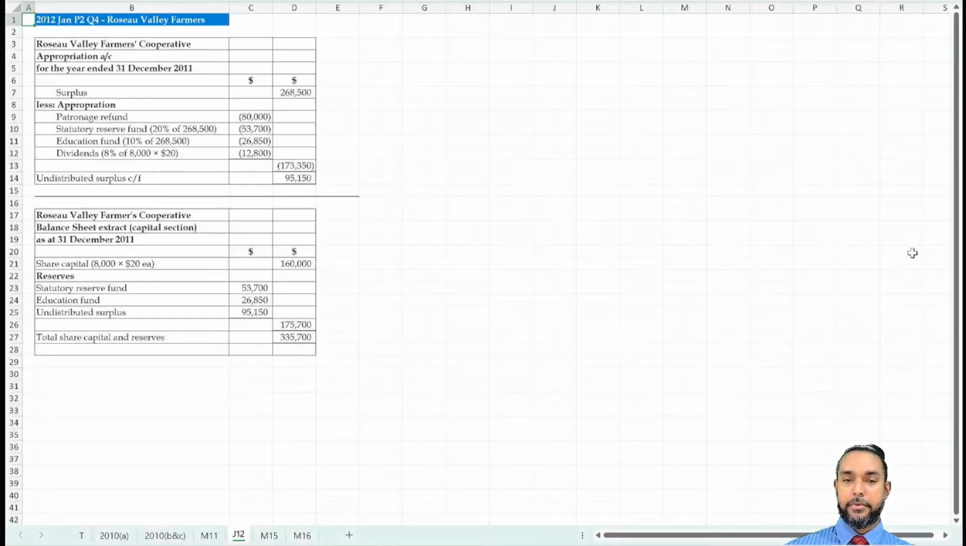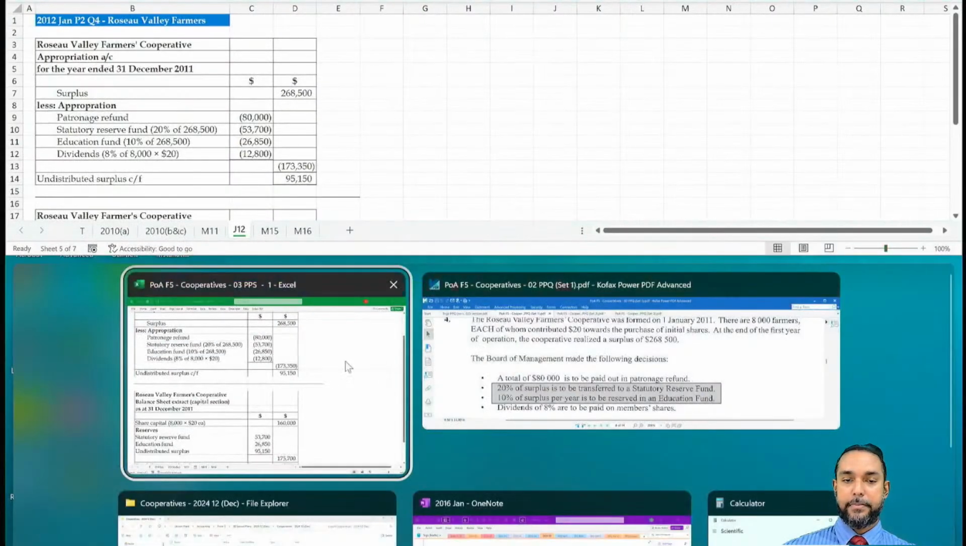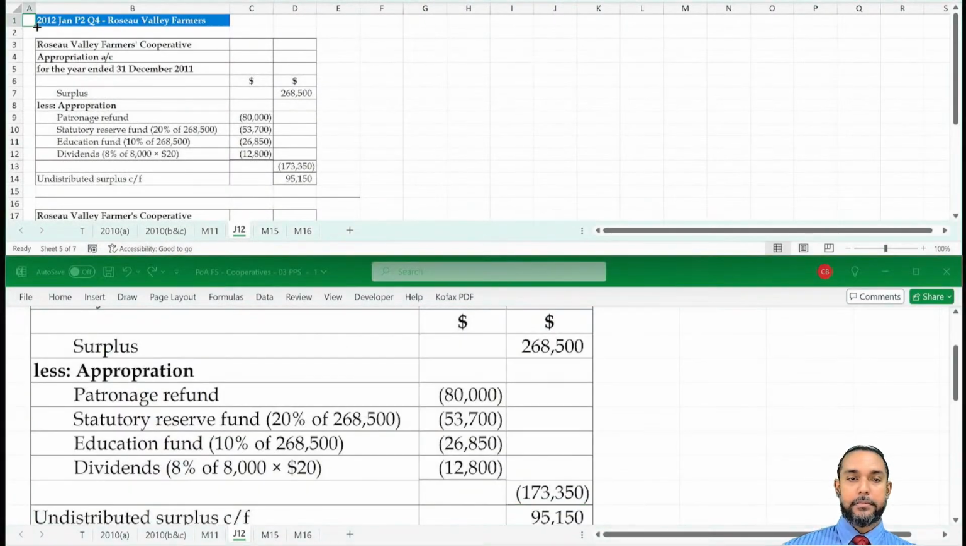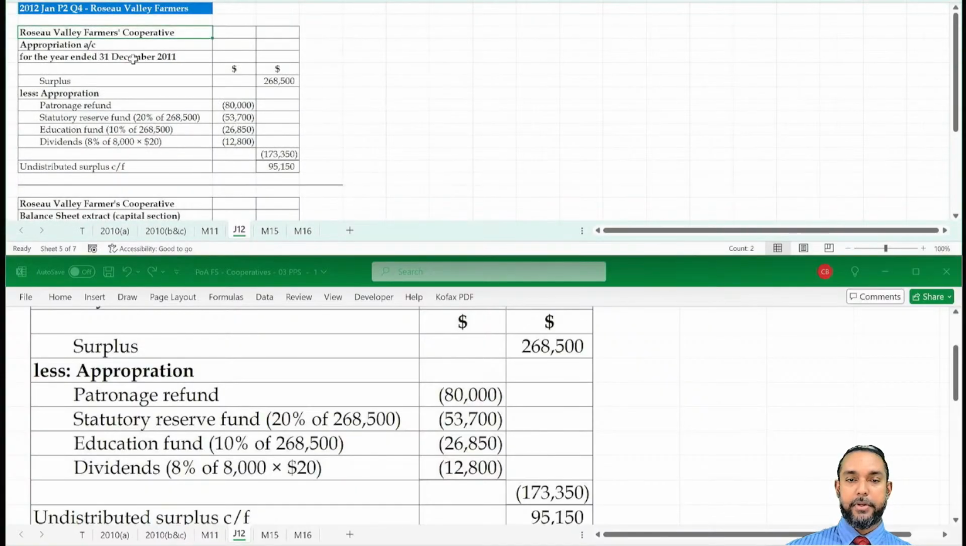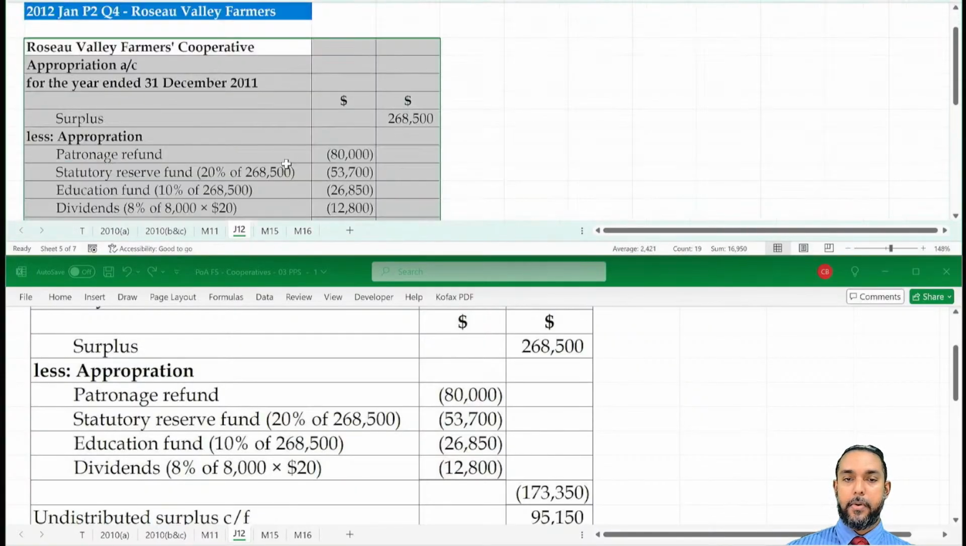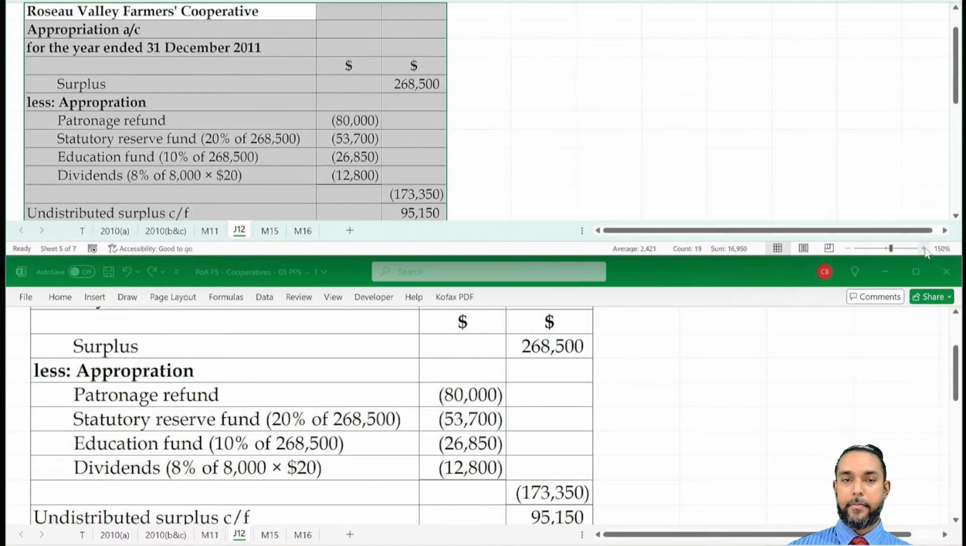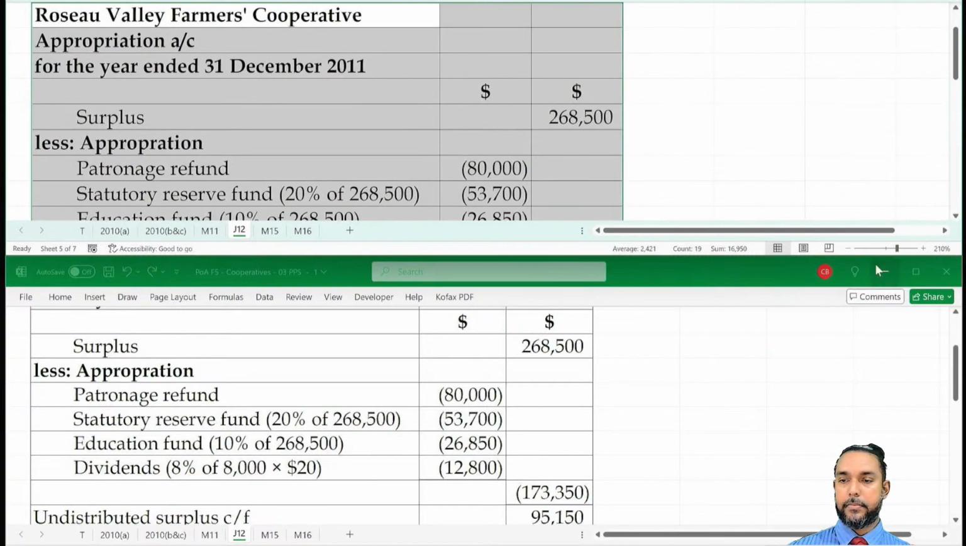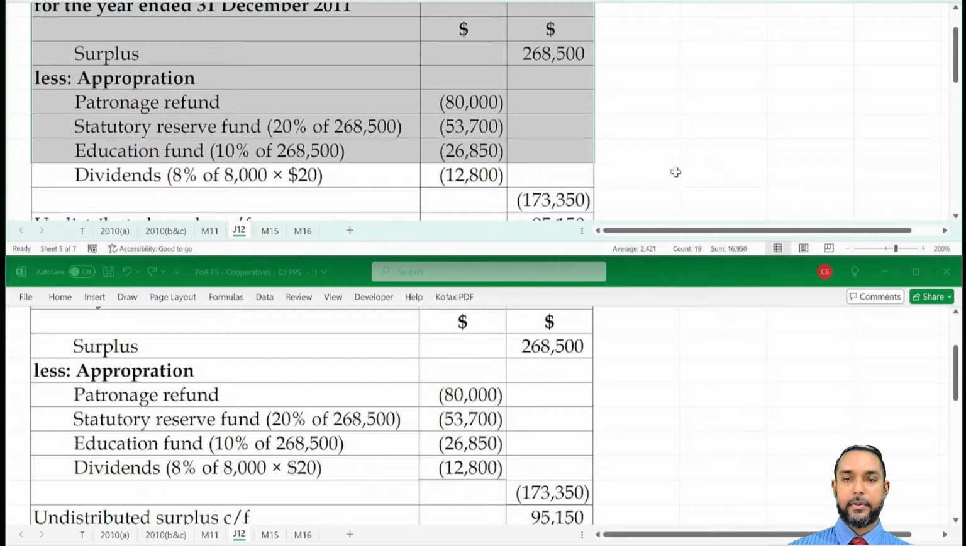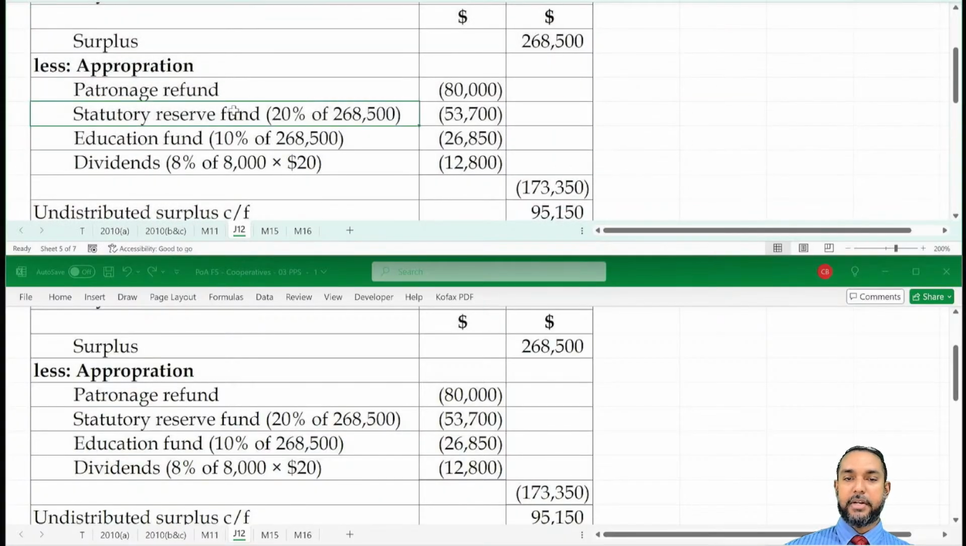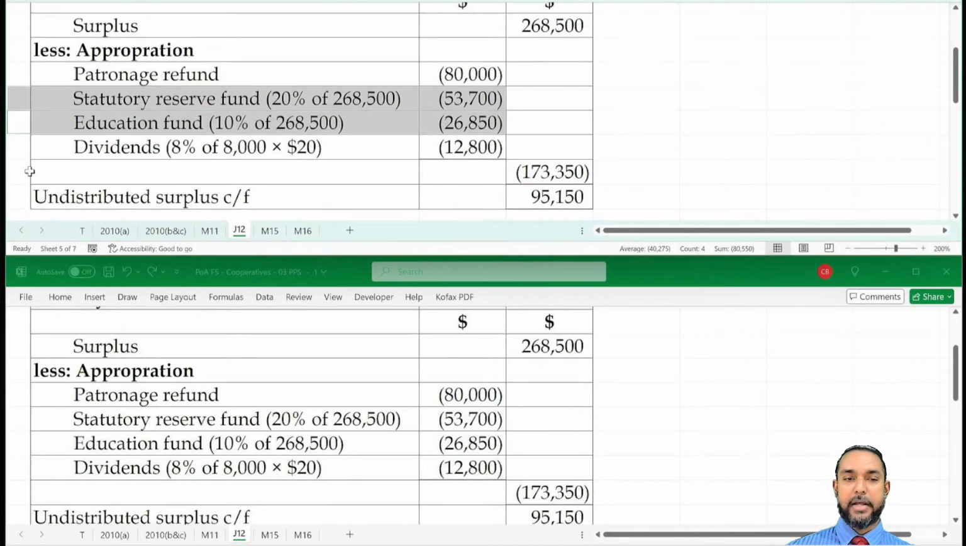So what I'm going to do is put that on top and put this below. All right, so we're going to zoom in here. Okay, go a little more than that. Okay, a little less. Again, the statutory reserve fund, the education fund, and the undistributed surplus at end. So those three things.